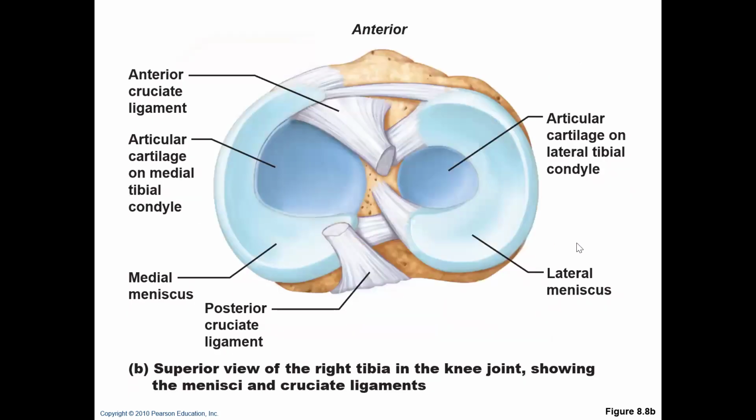And then you're looking at a superior view of the padding in the knee, the fibrocartilage called the meniscus. And just to reiterate, cartilage overall, doesn't matter if it's hyaline cartilage, elastic cartilage, or in this case fibrocartilage, cartilage is avascular. They're getting oxygen and nutrients from surrounding tissues where there are blood vessels. So if you've damaged cartilage, it's not likely to regenerate when you're an adult.